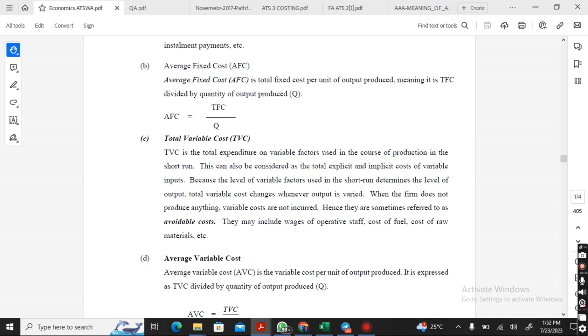So total variable cost. This total variable cost is the total expenditure on the variable factors used in the cost of production in the short run. This can also be considered a total explicit cost. Are you with me now? The level of variable factors used in the short run determines the level of output. Total variable cost changes whenever output is varied.